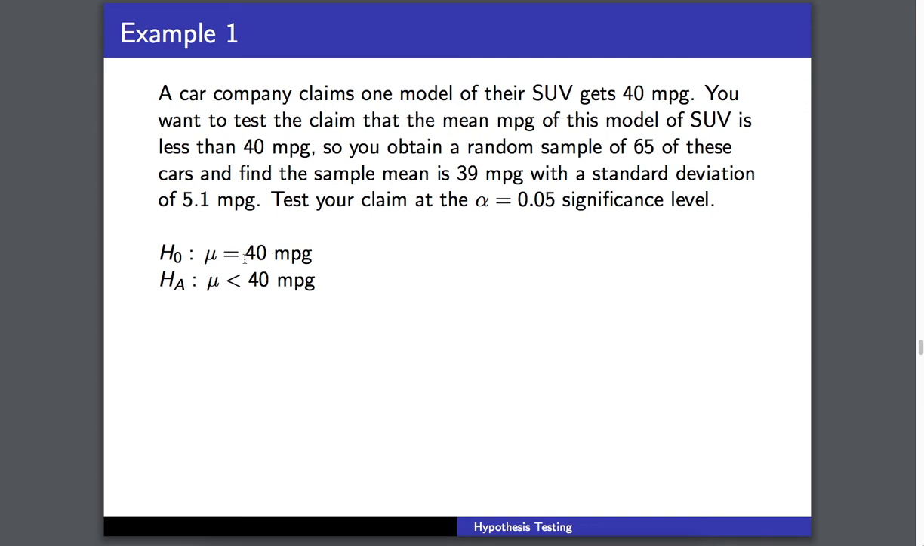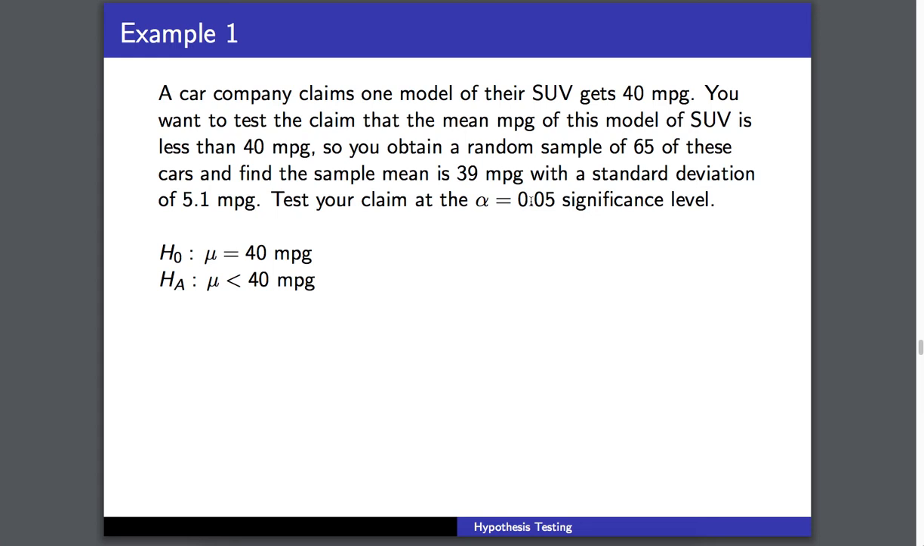it could be higher. Again, I don't think the car company is going to be upset if their actual miles per gallon is higher than 40, even though they advertise it at 40. Versus the alternative hypothesis that it is less than 40. So again, the null hypothesis is 40, or it could be greater than or equal to 40, but the alternative hypothesis is less than 40. So we're thinking the mean miles per gallon might be less than what they say it is, so we'll have to see. We're going to test our claim at the 5% significance level.